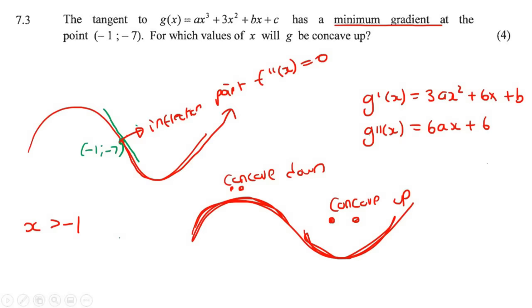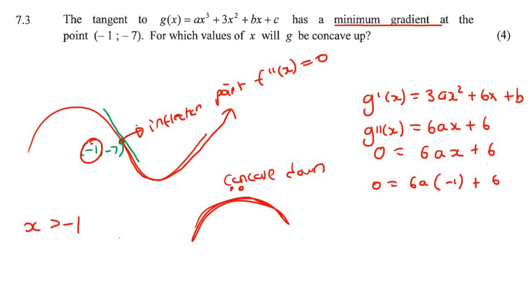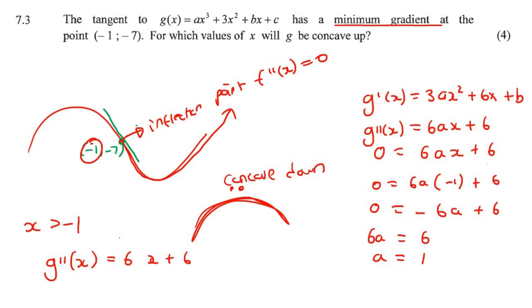But now we already know that this is the inflection point. So we know x is negative 1 at the point of inflection. So we can go fill in a negative 1 over there. And so we end up with 0 is equal to negative 6a plus 6. Take that over. And we end up with a is equal to 1. Okay, so we know what the value of a is. So now we can just go back to that second derivative equation that we found, which was 6ax plus 6. But now we know a is 1, so it just becomes 6x plus 6.